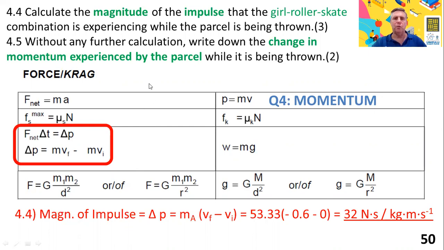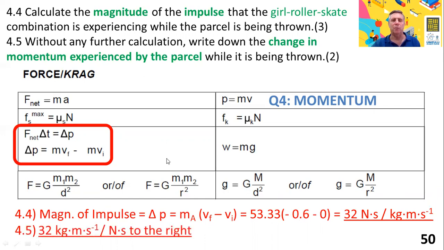Now, the last question is only for 2 marks, and you're told without any further calculation, write down the change in momentum experienced by the parcel. Well, 4.4, that represents the change in momentum experienced by the girl roller skate combination. So therefore, the change in momentum experienced by the parcel must be equal and opposite. So it's 32 kilogram meters per second, or you can write it as Newton seconds, but you do need to specify that it is to the right, because the parcel was stationary and ended up moving to the right. So the change in momentum was in the direction towards the right.